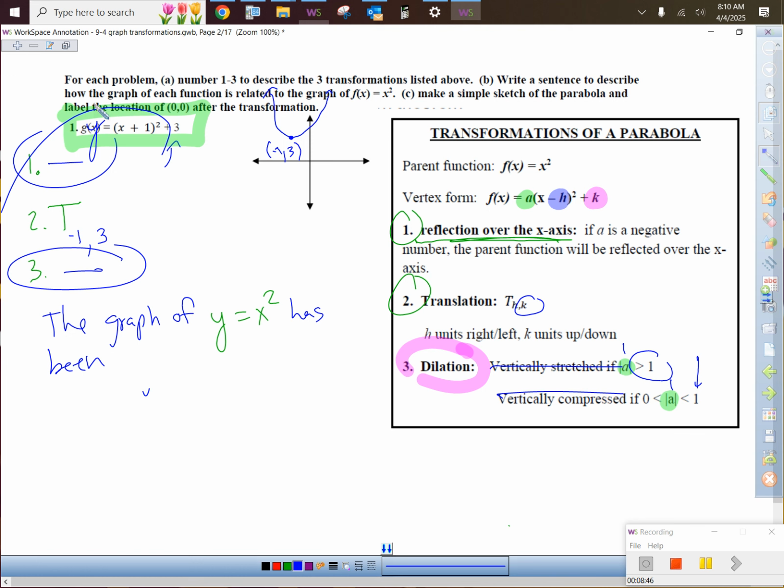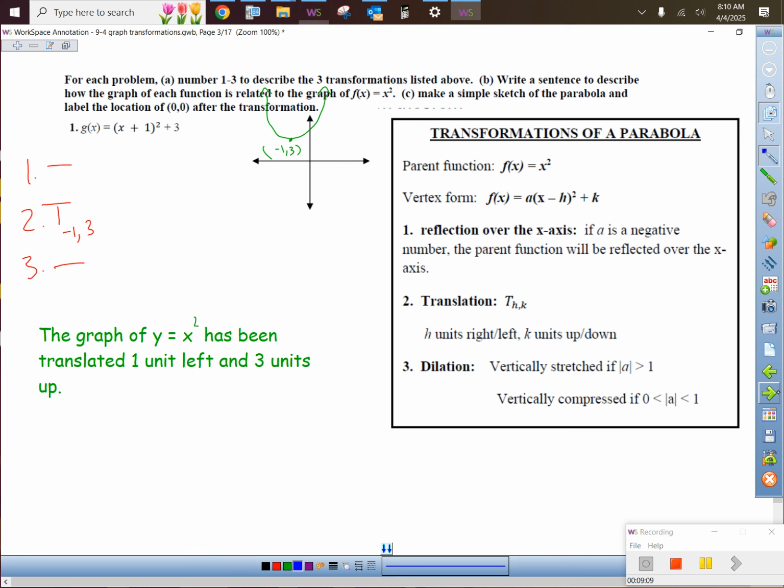What does this big old fat T stand for? Translated, right? So we'll say the graph of y equals x squared has been translated. And then what does this -1 mean right here? 1 unit where? Left or right? Left. So the graph of y equals x squared has been translated 1 unit left and 3 units up. Are you cool with that?